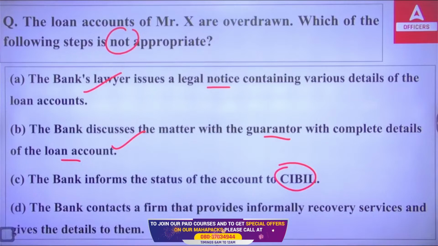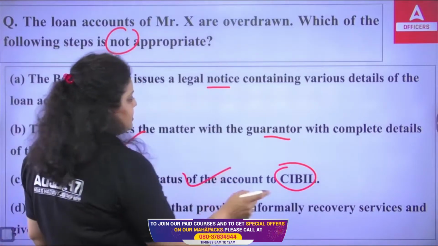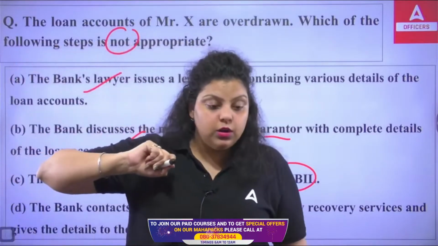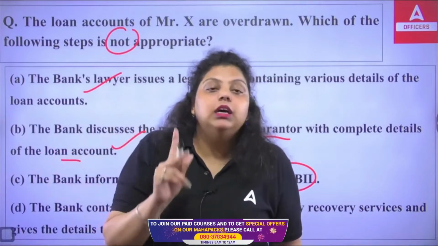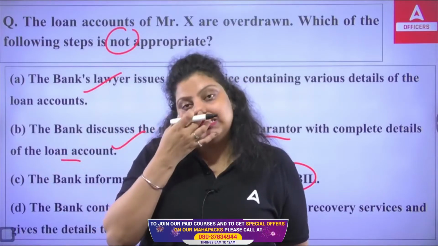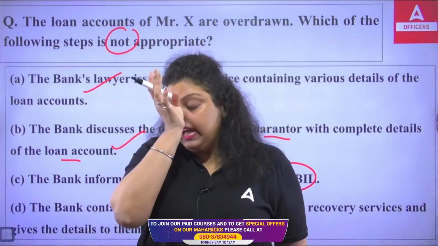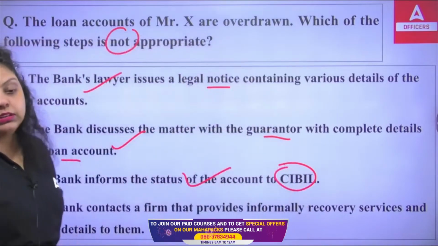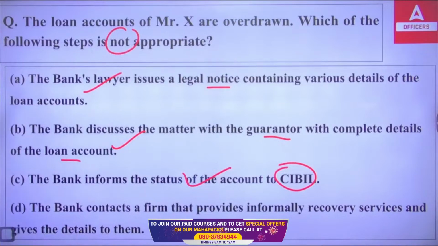Okay, so the bank informs the status of the account to CIBIL, obviously, so that if the customer goes to another bank and asks for a loan, CIBIL will inform the bank that this customer has defaulted or done something with another bank, so that the other bank will not approve the loan of the customer. This is also a right step.